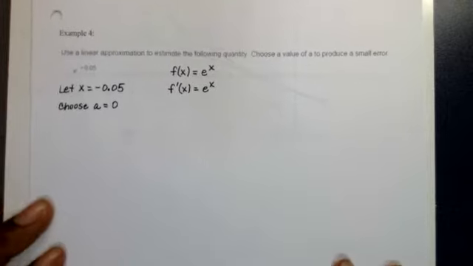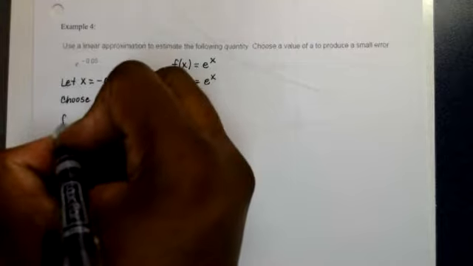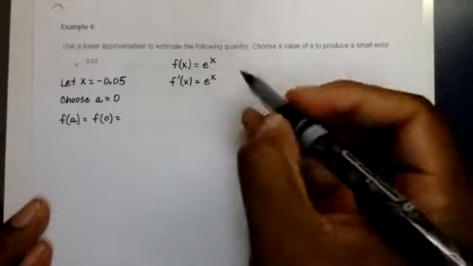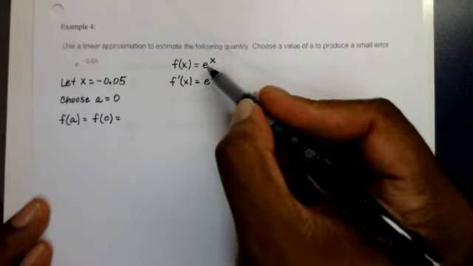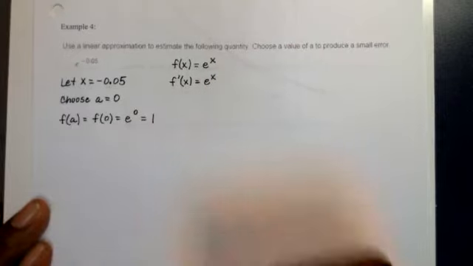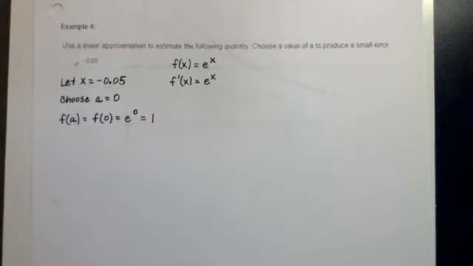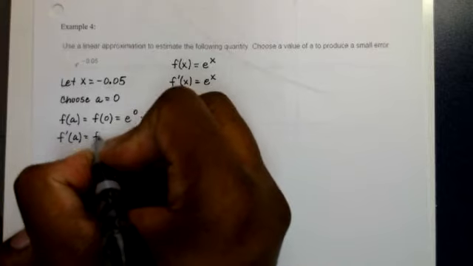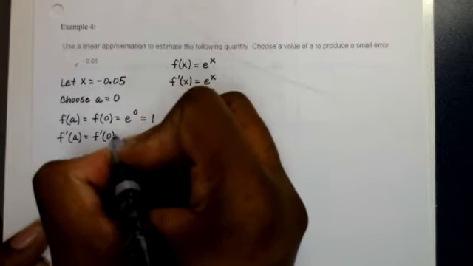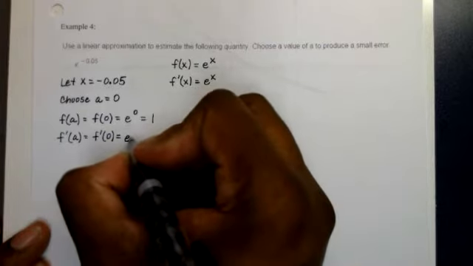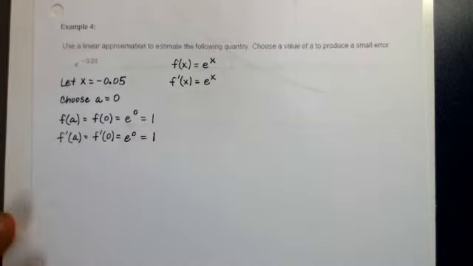And then we're going to evaluate f of a and f prime of a. Well, f of a, since a is 0, that means f of 0. F of x equals e to the x, so I'll substitute the x with 0, so e to the 0 is 1. Keep in mind, any non-zero number to a 0 power is 1. And f prime of a, that would mean f prime of 0. And again, f prime of x is equal to e to the x as well. So e to the 0 is 1.